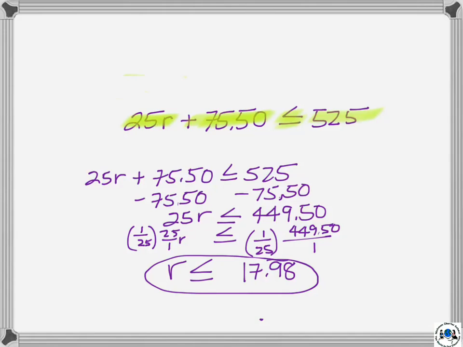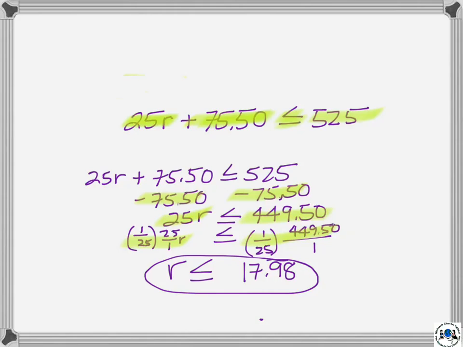Okay, and there we go. As you can see, I went through my steps, again treating my inequality just like an equation, like we have forever. Hopefully this is becoming second nature to everyone. Getting rid of that 75.50, coming up with 25R is less than or equal to 449.50, and getting my R down to 1R by multiplying by the reciprocal on both sides.